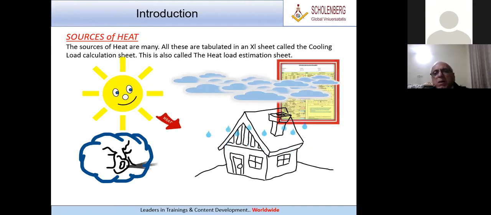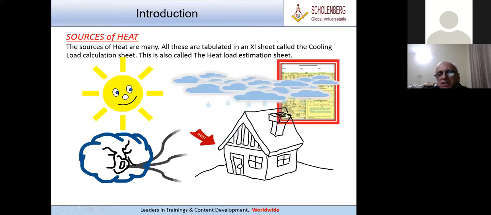All these are tabulated in an Excel sheet called the cooling load calculation sheet, also called the heat load estimation sheet. So take a look at this. This is where you've done sun. The sun gives off a lot of heat. You have air coming into the room. Air has temperature, sensible heat. Air has latent heat in the form of humidity. It enters the building. And this is the calculation sheet.